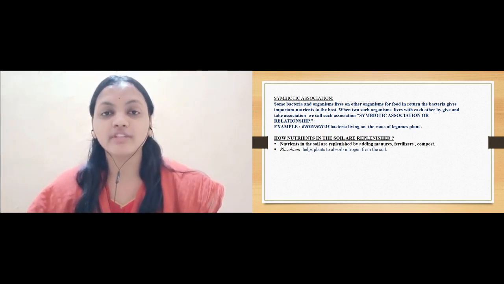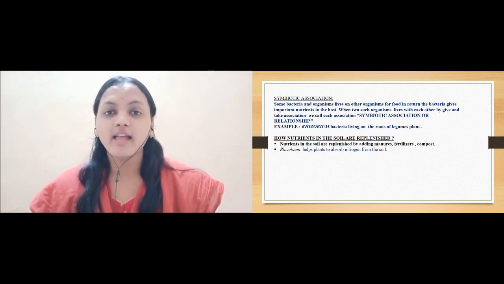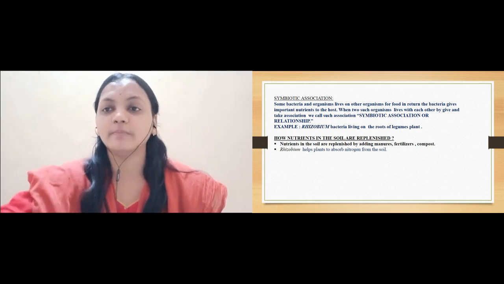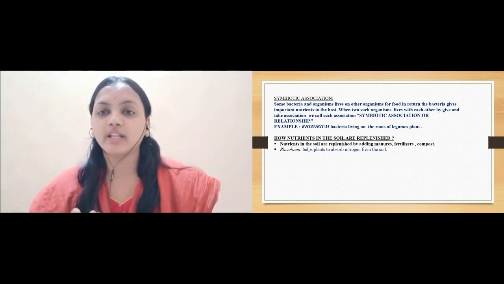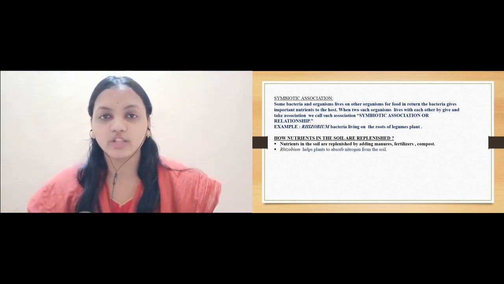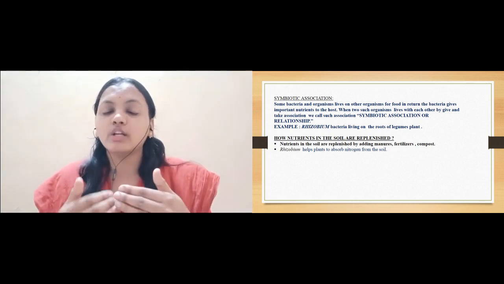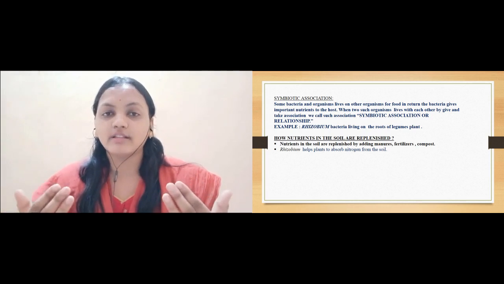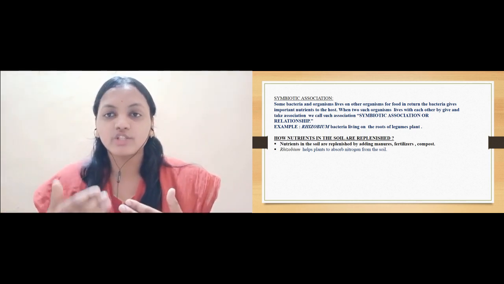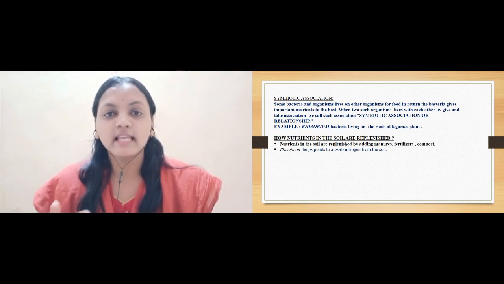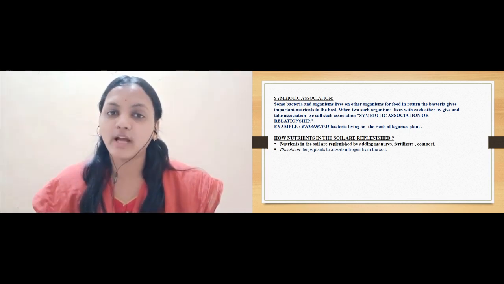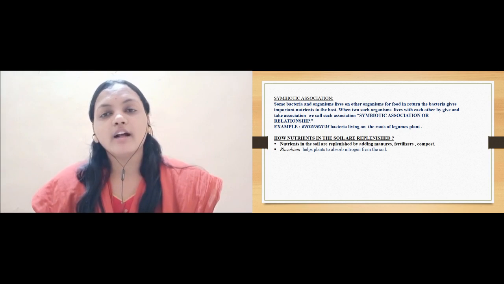Because plants do not have the capability of taking in nitrogen, this bacteria helps the plant to absorb the nitrogen. When the nitrogen is obtained by the plant, it uses it for the preparation of proteins. So in this way, two organisms live with each other for their survival. That is a give and take relationship. We call this relationship a symbiotic relationship or symbiotic association.